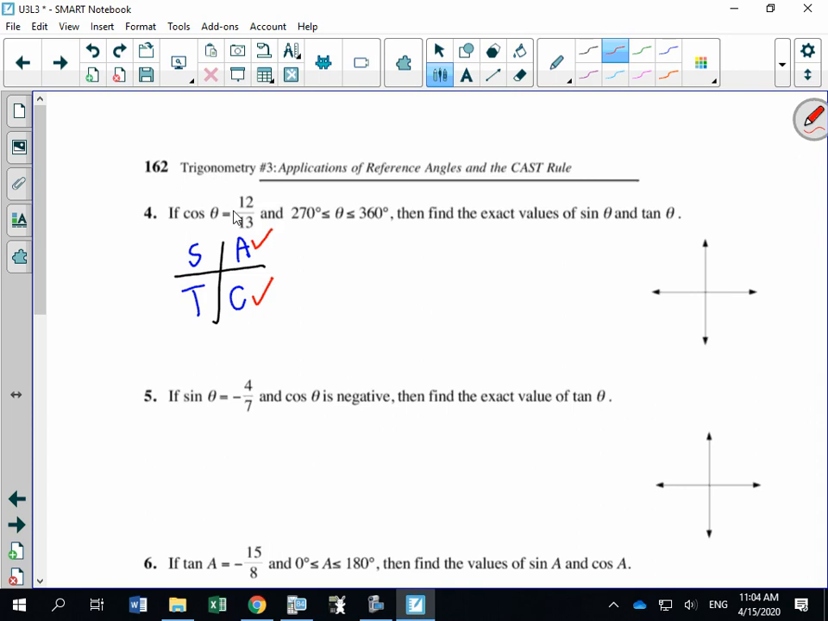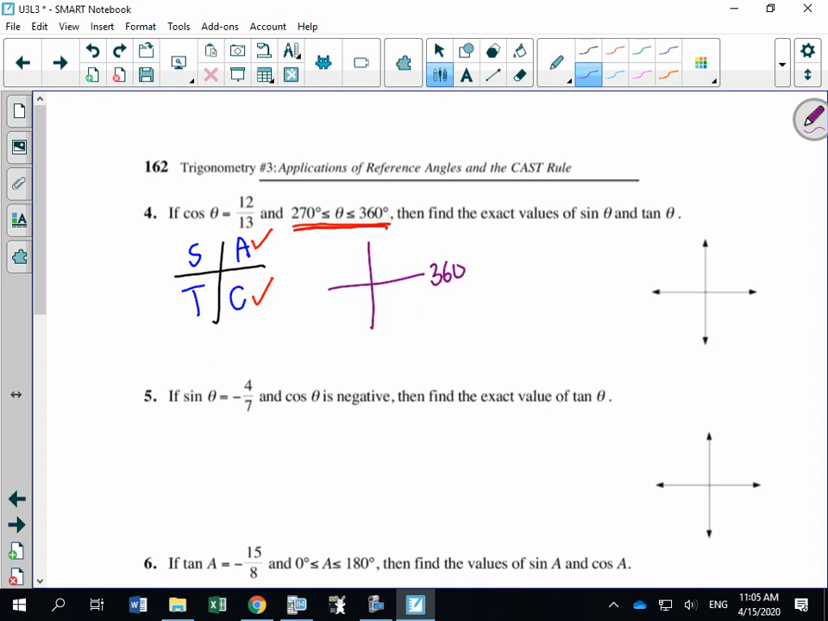I need to narrow down my answer to one of these 2 quadrants. How I'm going to narrow down the answer is this statement right here. They're telling me that theta is less than 360 but greater than 270. So what does that mean?